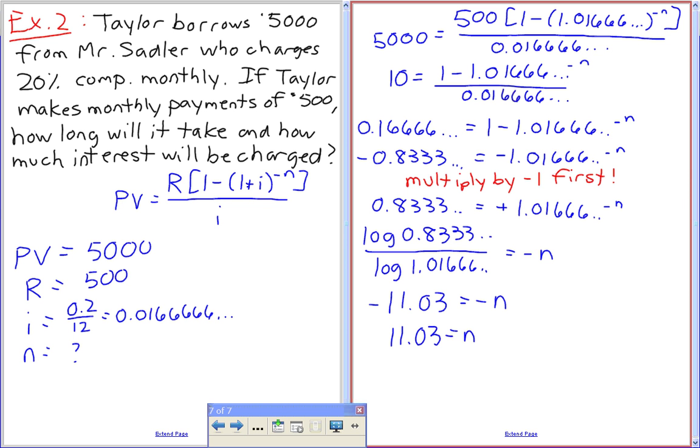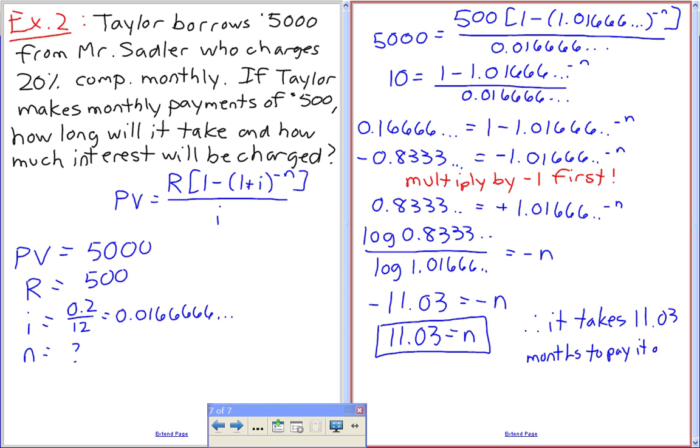What is that number? Anybody here? Therefore, it takes 11 months and a little bit. So that means that in general, after 11 months, he would owe a few bucks left over, right? So after 11 payments, his 12th payment would be only a few bucks.